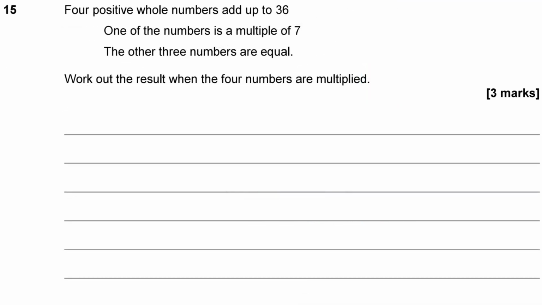Question 15. 4 positive whole numbers add up to 36. One of the numbers is a multiple of 7. The other 3 numbers are equal. Work out the result when the 4 numbers are multiplied.